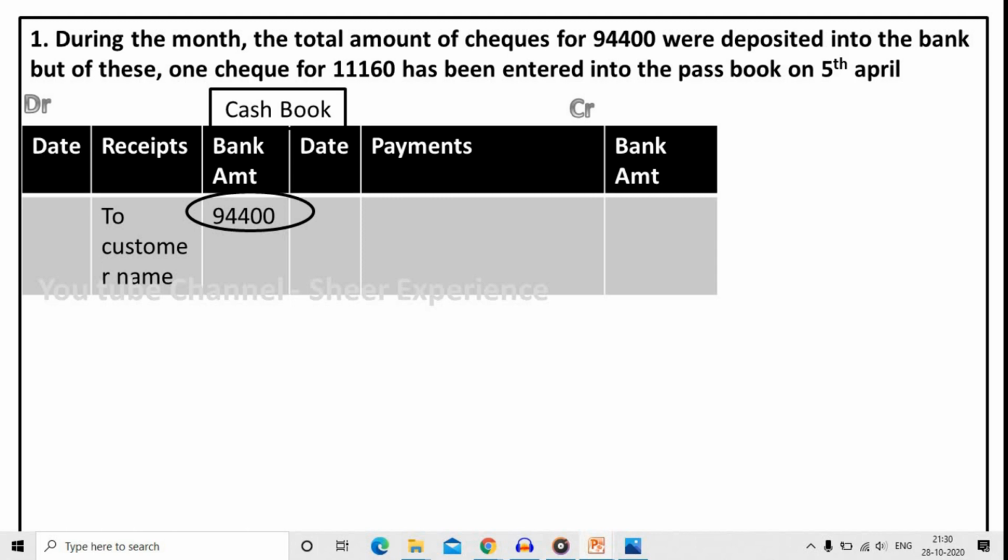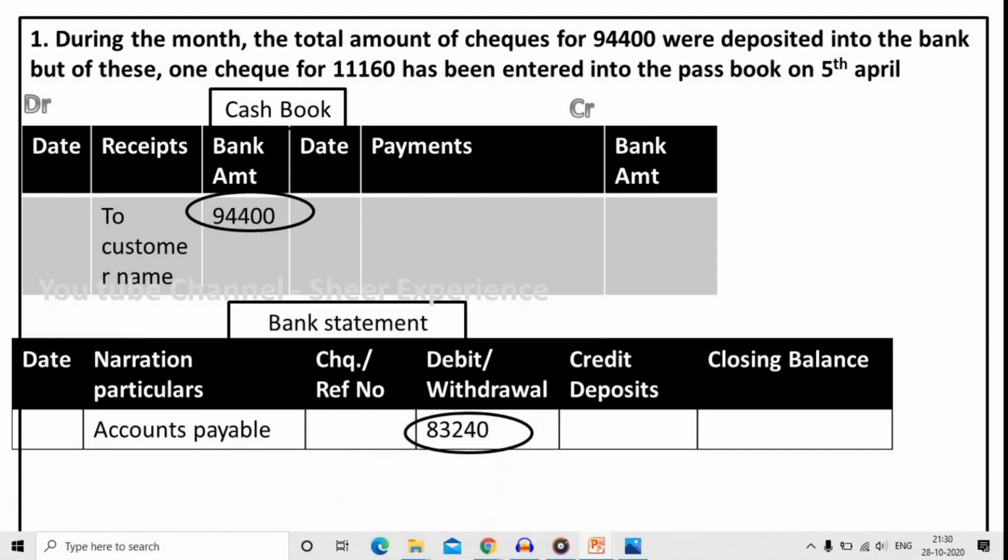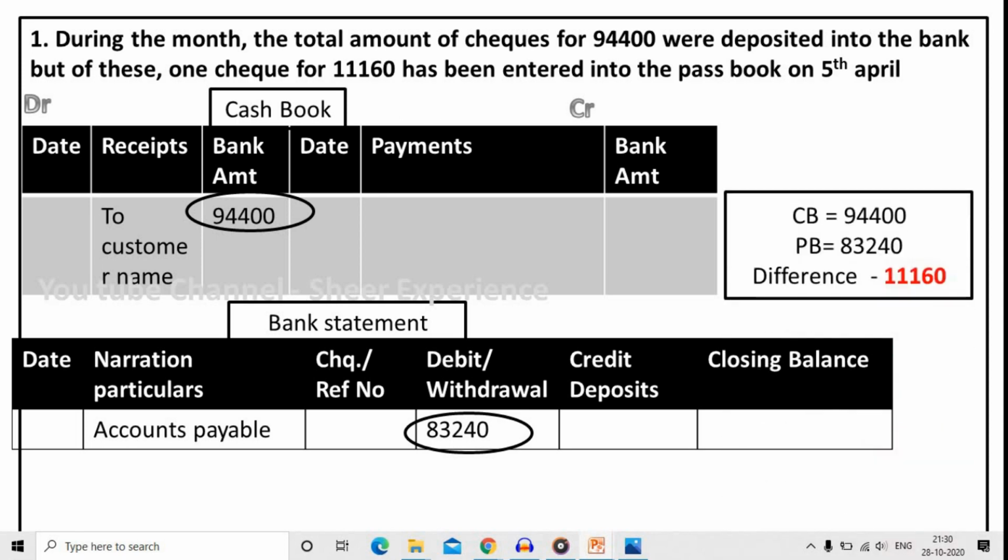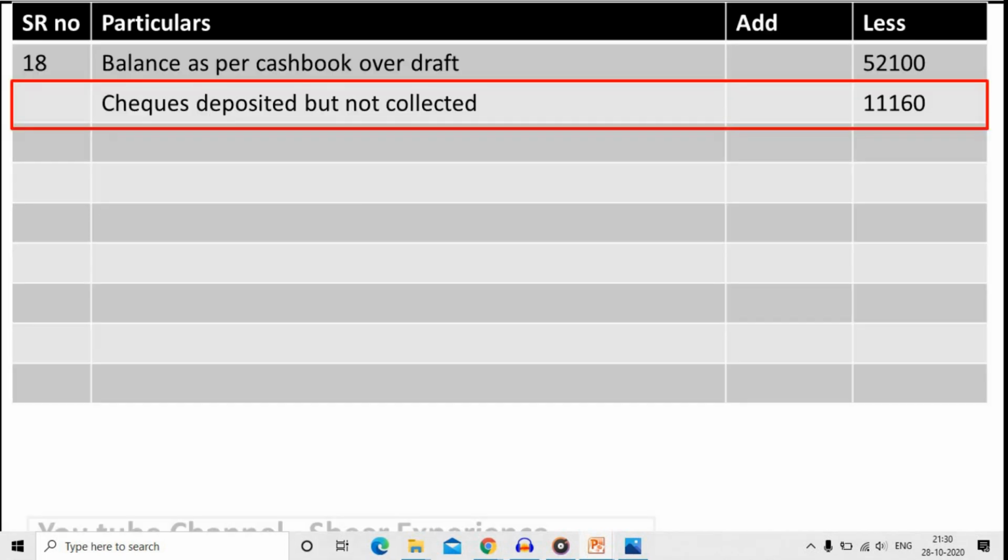So in the bank statement, it is appearing only 83,240. So the difference is 11,160. So cash book balance is more than passbook balance. When we are preparing the bank reconciliation statement as per cash book overdraft balance, then we have to refer our check to passbook balances. Here passbook balance is less. So I will mention the amount in the less column. So the difference amount is 11,160 in the less column, and in the particulars column, checks deposited but not collected.